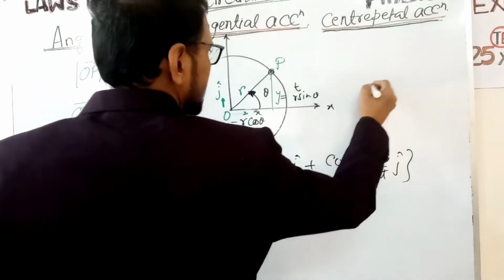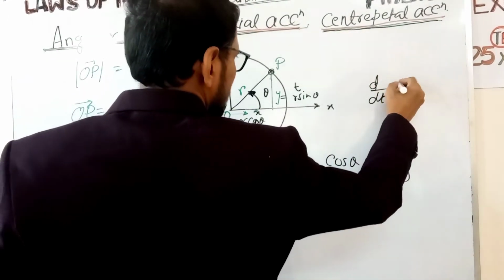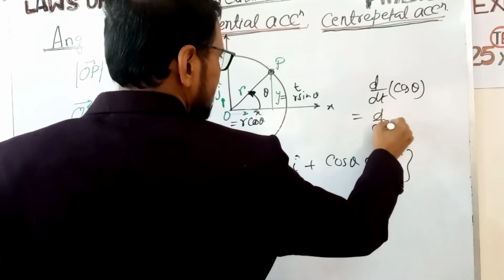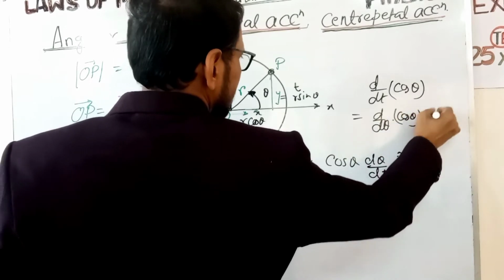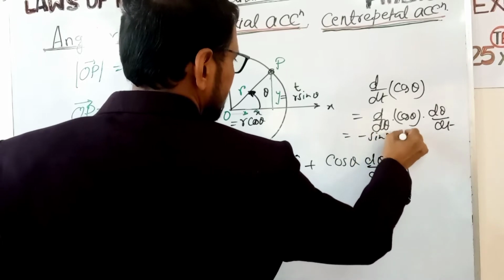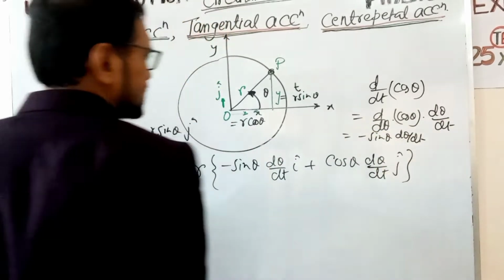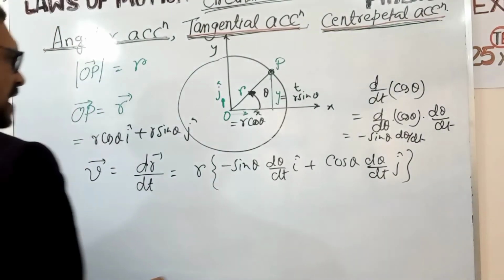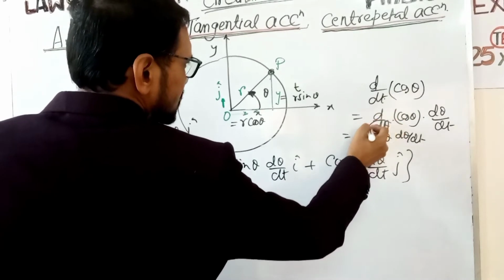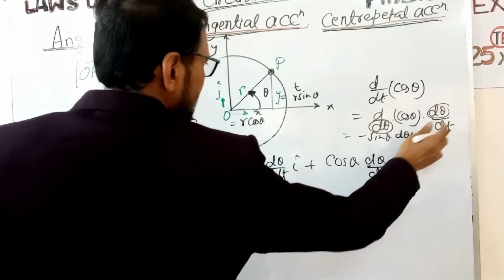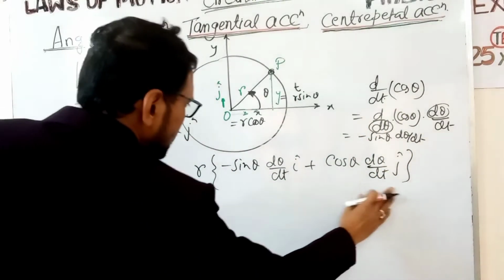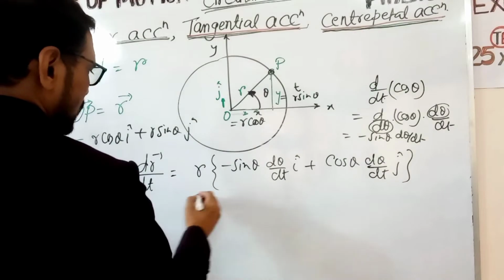Now what is the derivative of cos theta? This derivative is d by d theta of cos theta times d theta by dt, that is minus sin theta into d theta by dt. Here we write d theta and balance d theta, so the derivative of cos theta is minus sin theta into d theta by dt. That is how we get the derivative.